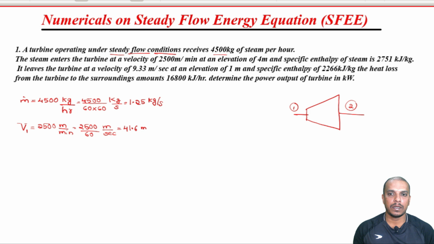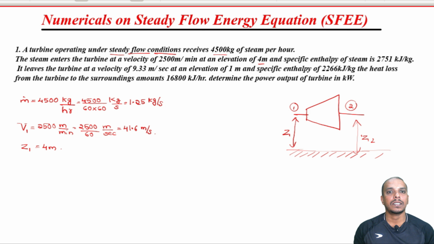41.6 meters per second at an elevation of 4 meters. Remember, the elevation at the inlet we denoted by the symbol Z1, and the outlet elevation as Z2. So Z1 is 4 meters. The specific enthalpy of steam, H1, is also given as 2751 kilojoules per kg, but we want it in joules per kg, so 2751 into 10 power 3 joules per kg.